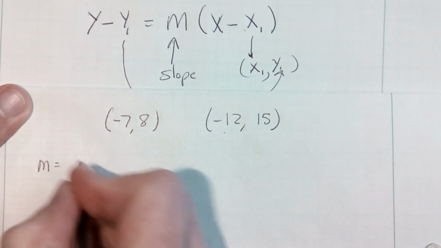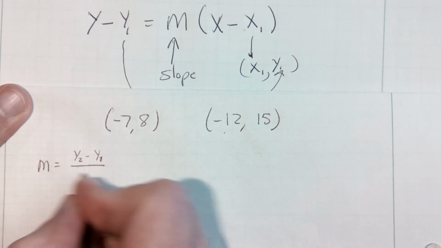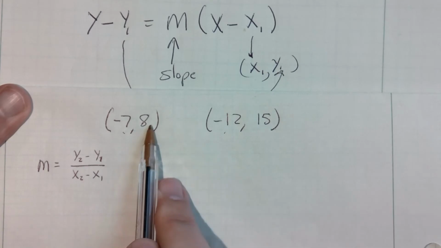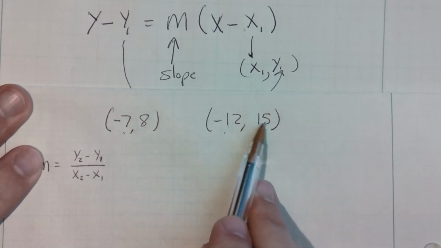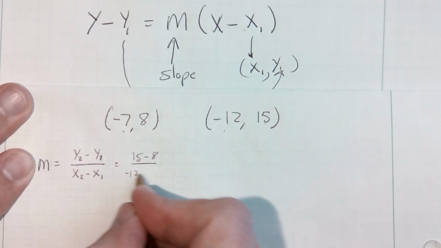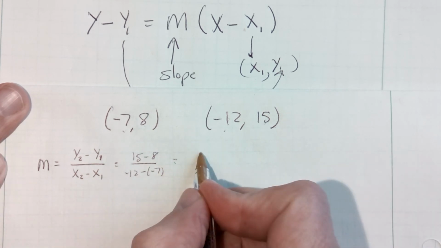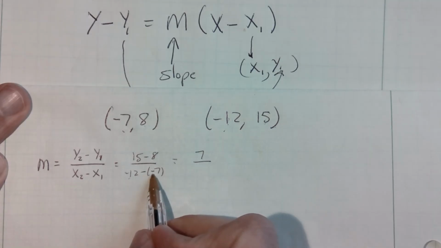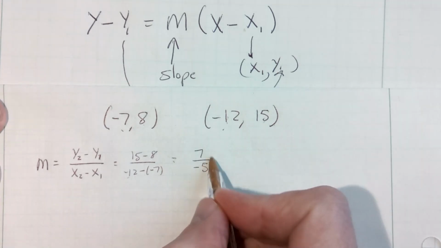Remember, slope is found by taking a second y value, minusing off the first y value, divided by the second x value minus the first x value. In other words, we're finding the difference between the y's, the difference between the x's, or the rise over the run. So again, 15 minus 8 over -12 minus a -7. Again, watch your minus signs. 15 minus 8 is 7 over -12 plus 7 would be -5. So I have a slope of -7/5.